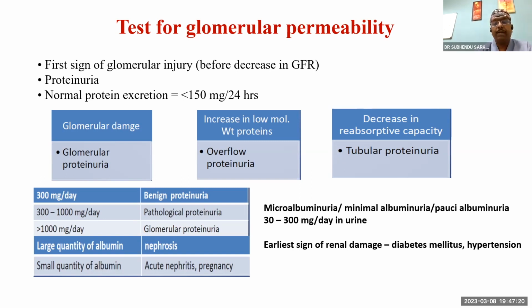If there is an increase in the low molecular weight protein overflow and a decrease in the resorptive capacity, it is a tubular proteinuria. Microalbuminuria, or minimal albuminuria, is when we find 30 to 300 milligram per day in the urine, and this is the earliest sign of renal damage because of diabetes mellitus and hypertension. And obviously, when the disease progresses, we can categorize the amount of proteinuria we are finding because of the increased glomerular permeability.